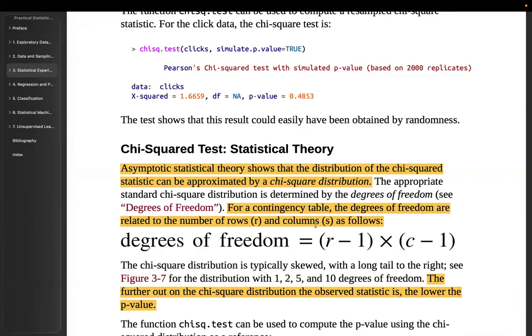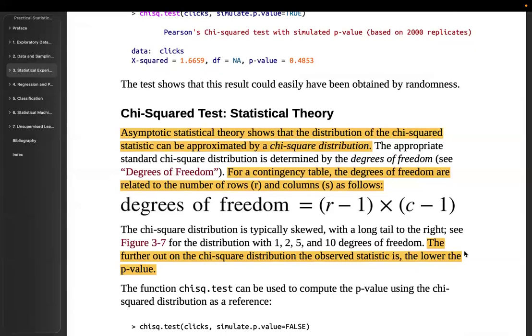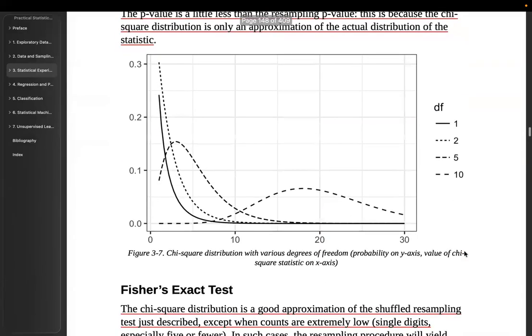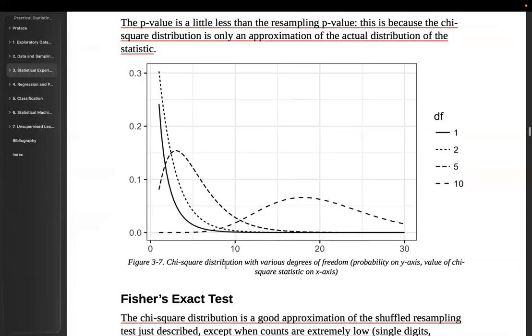Here the degrees of freedom is defined as r minus 1 times c minus 1: number of rows minus 1 times number of columns minus 1. And this is the chi-square distribution with various degrees of freedom. The x-axis has the degrees of freedom, and the y-axis has the probability, the p-value. And what is the degrees of freedom? R minus 1 times C minus 1.